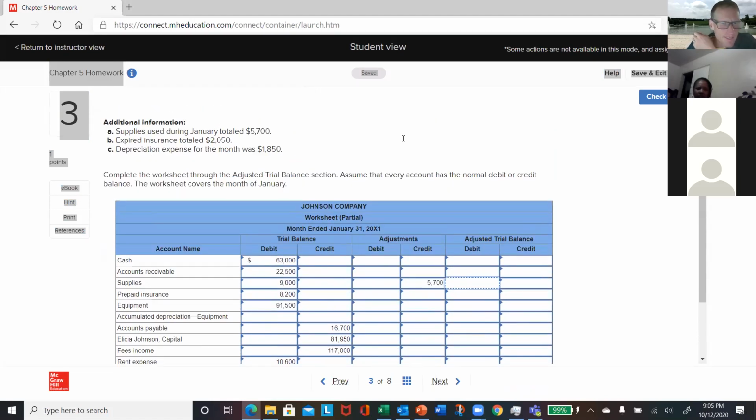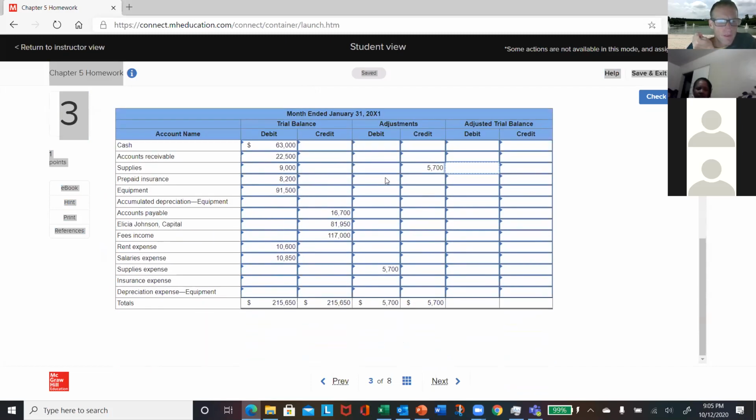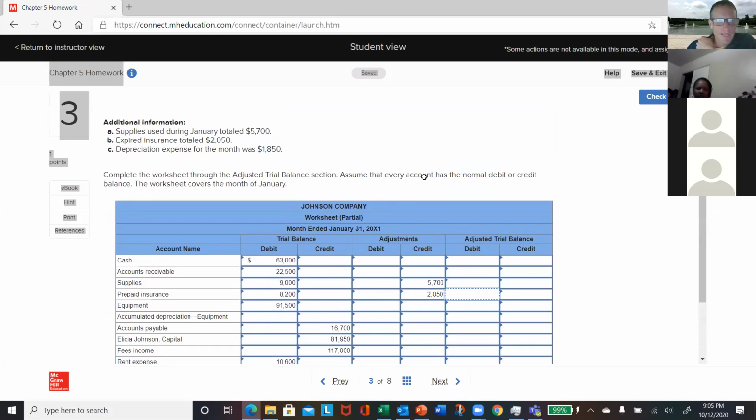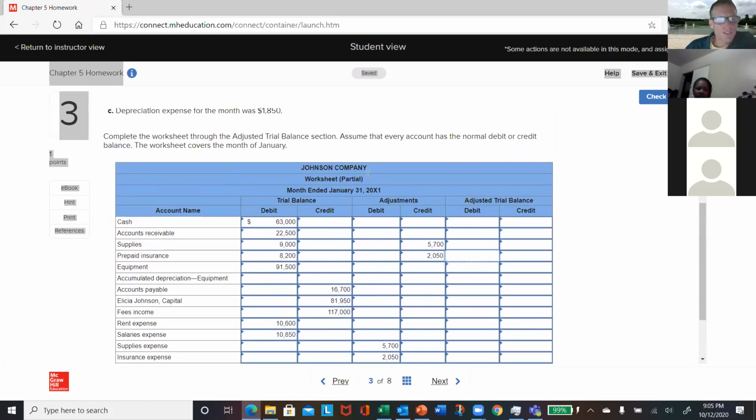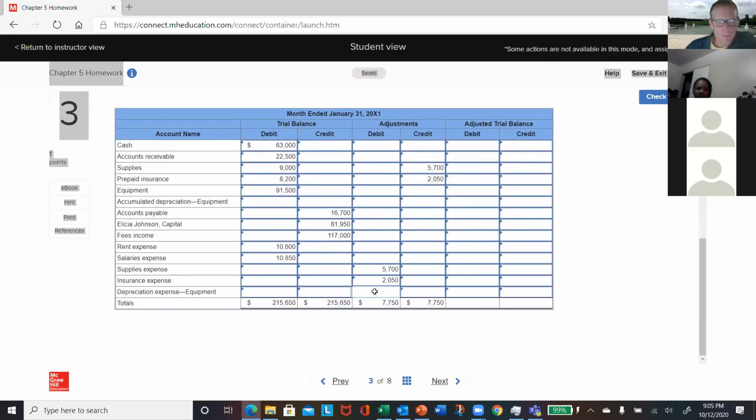The second one says expired insurance 2,050. So I'm looking for insurance expense. There's my debit, and then prepaid insurance 2,050 credit. I'll stop at a question so far. Not yet. Okay. Third one has depreciation is 1,850. So I put that down at the bottom. Debit depreciation expense, credit accumulated depreciation. Notice again at the end that we've got your debits equal your credits. These are the three adjustments.